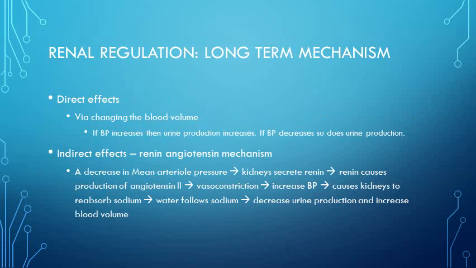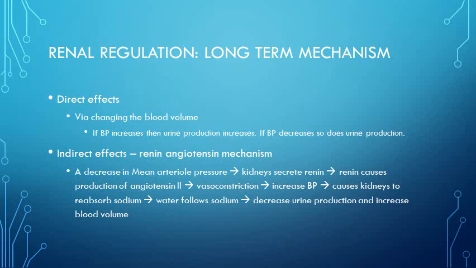Renal regulation is a long-term mechanism, and there are direct effects and indirect effects. For direct effects, it is via changing the blood volume. So if blood pressure increases, then urine production increases. If blood pressure decreases, then so does urine production. There are indirect effects, which is the renin-angiotensin mechanism.